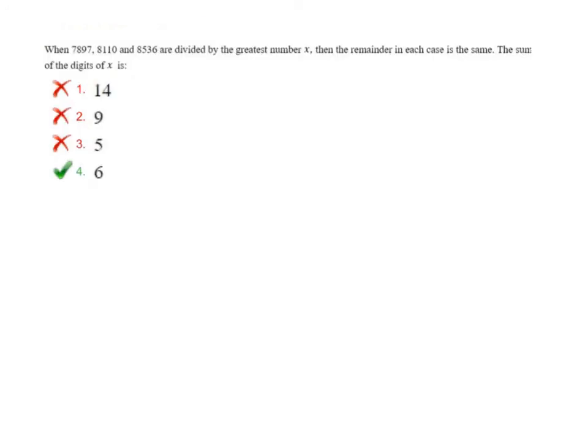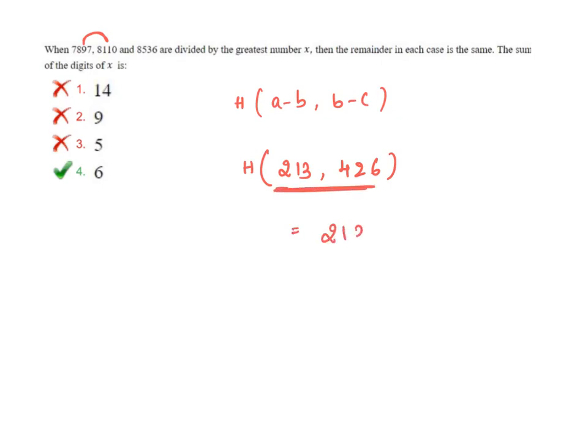When 7897 and 8110 and 8536 are divided by a greatest number x, the remainder in each case is the same. When the greatest number divides A, B, C with the same remainder, you have to find the HCF of A minus B, comma, B minus C. That is your answer. A minus B or B minus A, it doesn't matter. The difference between the first two is 213, and the second two is 426. Clearly, by looking at these two, you can say 213 is the HCF. So the sum of digits in x is 2 plus 1 plus 3. That's 6.